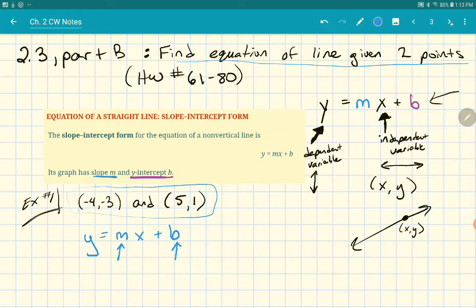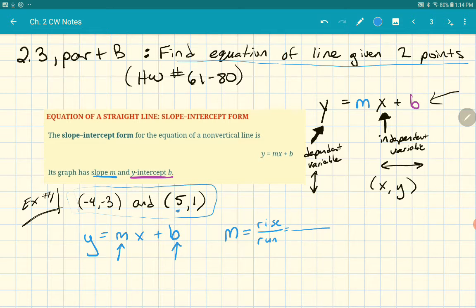So how do we find m? We talked about that in the previous recording. That is the slope, which is rise over run, or the change in y over the change in x. It doesn't matter which point you pick as the first point and the second point, but you need to be consistent. So the y goes above the x.